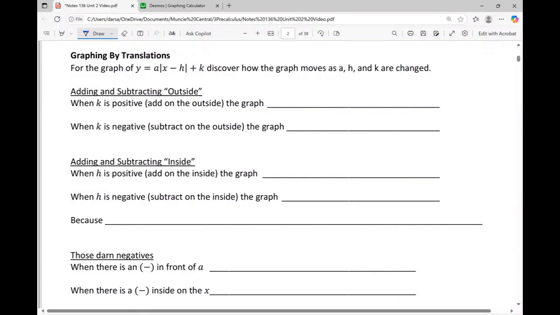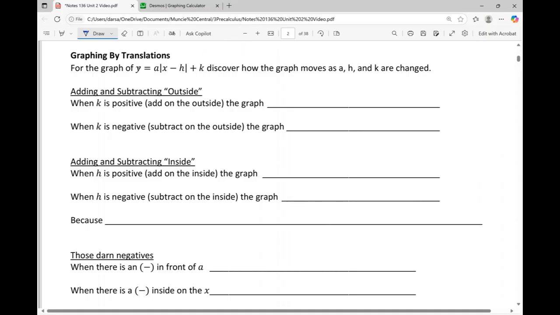The next part of this is probably the most important part of graphing by translations. So instead of just an equation y equals the absolute value of x, what I could do would be to, I don't know, add a 3 on the outside. How does that change the look of the graph? Or what if I subtracted 2 on the inside? How does that change it? That's what we're going to be looking at in the next few videos.